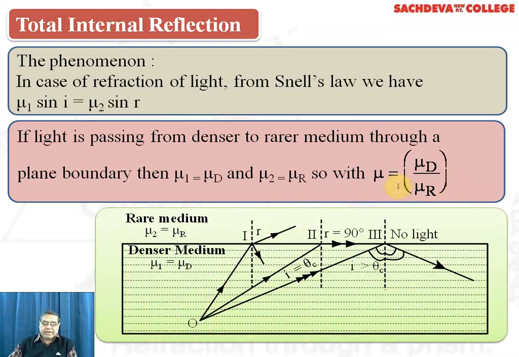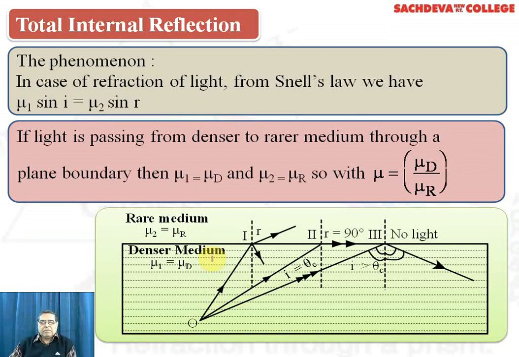Now, let us clear it from the figure. The rarer medium is shown, that is the air medium, which is obviously the rarer medium, its density is less, and the water medium is called the denser medium, its density is more. The density of air is about 0.001293 grams per centimeter cube. And for water medium, the density is nearly 1000 kilograms per meter cube or 1 gram per centimeter cube.